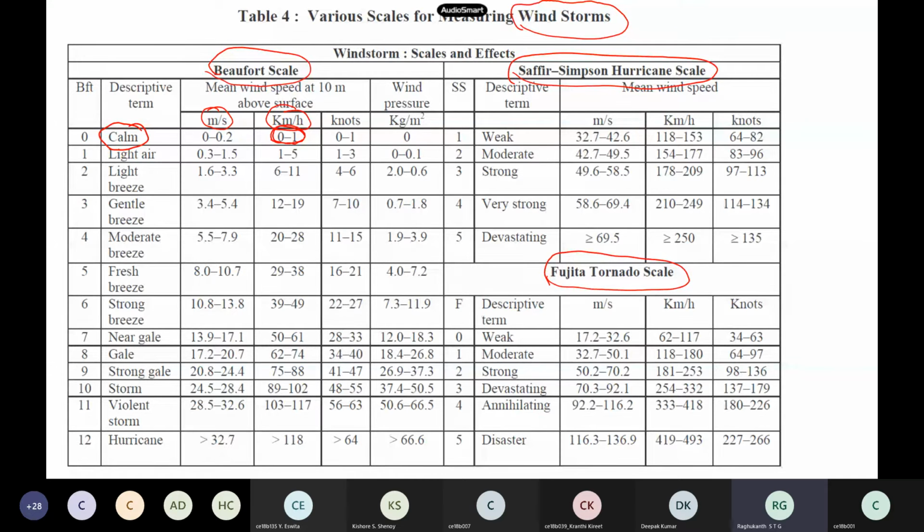Now which is a storm here? For a storm, what is the value to classify that wind as a storm? What should be the wind speed, if you write in kilometers per hour? Can you read this Beaufort scale? 89 to 102 kilometers per hour. Okay, so that is what we call a storm. Then violent storm means 103 to 117. Now if it is more than 118, then we call it, you followed, a hurricane kind of thing. So this is the definition.